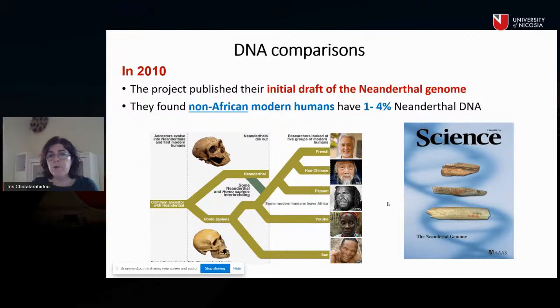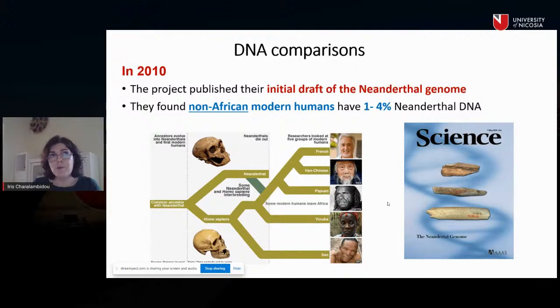And actually, people from the Middle East usually have a high, sometimes 4.5% of Neanderthal DNA compared to humans who are from, let's say, other European countries or some parts of Asia. So this was a very interesting find of the scientists.